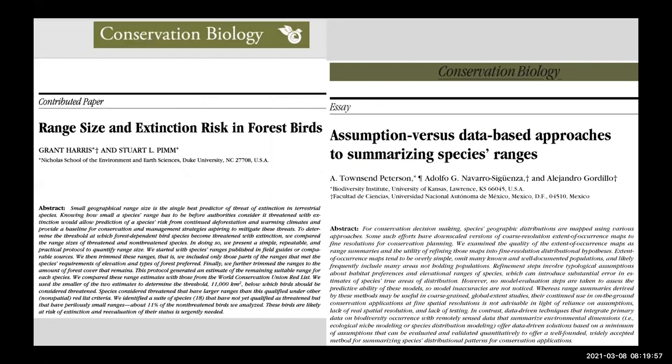Now, we can do this sort of work also on global scales. And as I said to you earlier about the land use change maps, I don't think you're going to like them, or I hope you won't like them. So here's a paper, Range Size and Extinction Risk in Forest Birds. And here is my response to that, basically saying, let's not put too much effort into this sort of work.